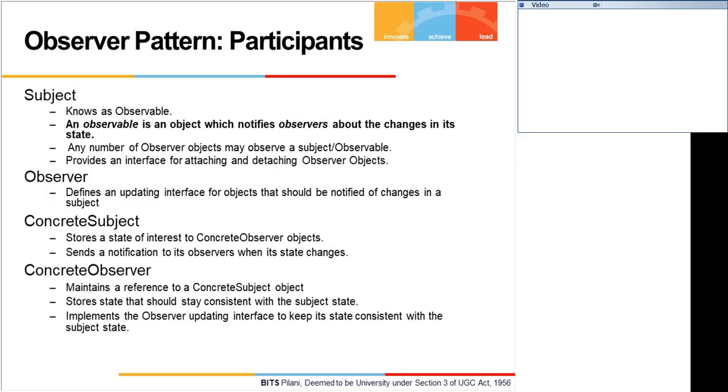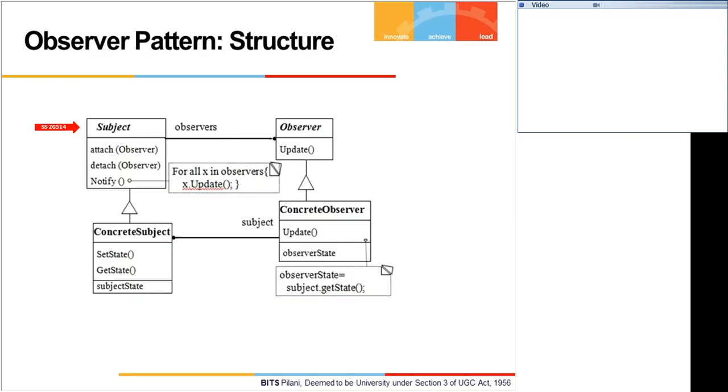So these are my participants. The topmost is my subject, which is also known as the observable. An observable is an object which notifies the observers about the change in its state. Any number of observer objects may observe a subject or observable. It is an interface. It also provides an interface for attaching and detaching observer objects. Right? So this is what we saw. My observable or subject must have an attach and a detach method. Additionally, it must have a notify method.